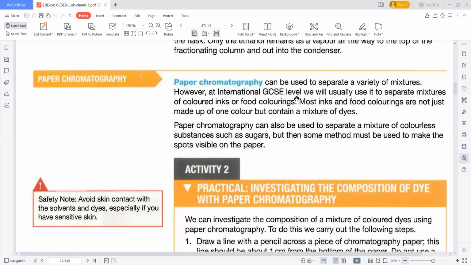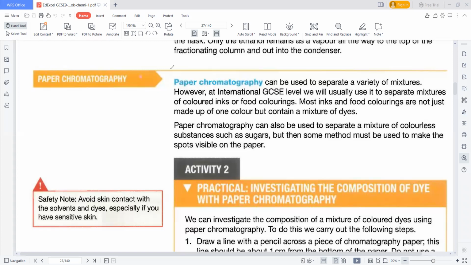Now also you will be drawing a bottom line so that the solvent would travel to that particular stage, and it will aid the mixture to travel right from the bottom of the page to the top of the chromatogram.